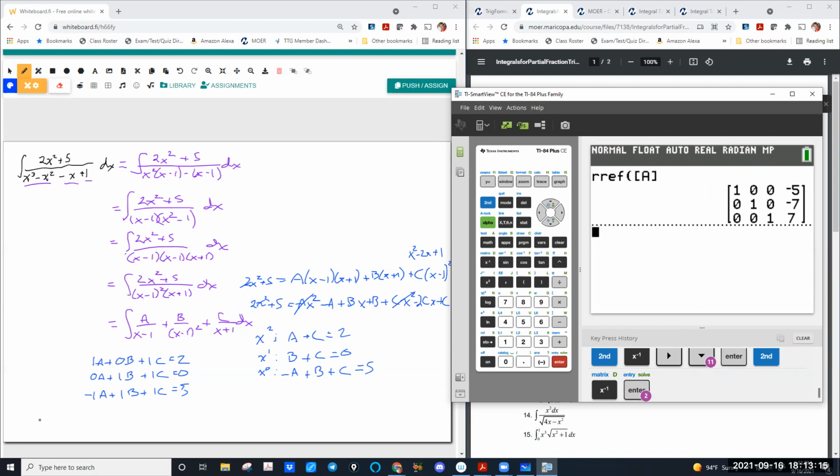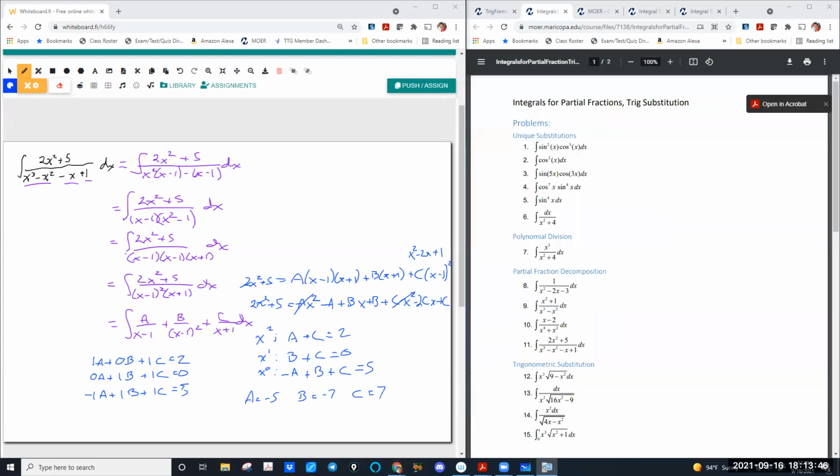Because it's in the first column, remember first column was A, second column was B, third column was C. That's my solutions. A equals -5, B equals -7, C equals 7. We'll plug those back in, and then we'll do our antiderivative piece by piece. Okay. All right. We got to get a trig sub, 1 or 2 trig subs in here. So sorry to not have time for questions right now, but we need to get a trig sub. We've only got about 17 minutes left.